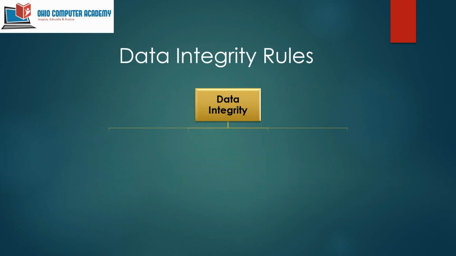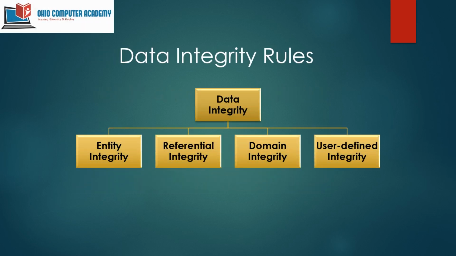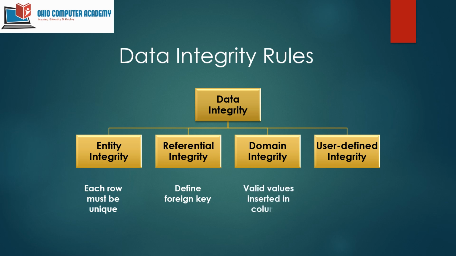We also need to know about the data integrity rules. Data integrity relates to overall accuracy, completeness, and consistency of data. Here are some of these rules. Entity integrity rule. Each row in the table should be unique. Referential integrity rule, imposed by defining a foreign key in a related table. Domain integrity rule ensures that valid values are inserted into a given column. User-defined integrity rules are enforced by the user and do not belong to any of the other three categories.